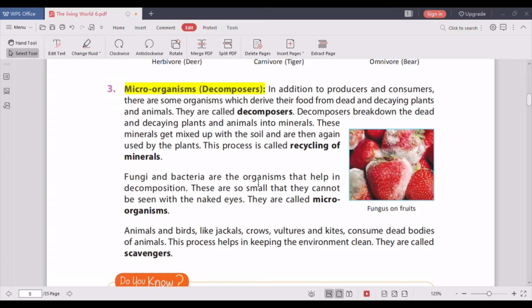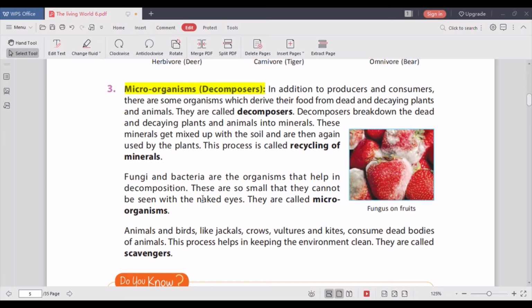These are so small that they cannot be seen with our naked eyes. So fungi and bacteria are very small and they are seen by powerful microscopes. Micro fungi and bacteria help in decomposition. They are also called microorganisms.